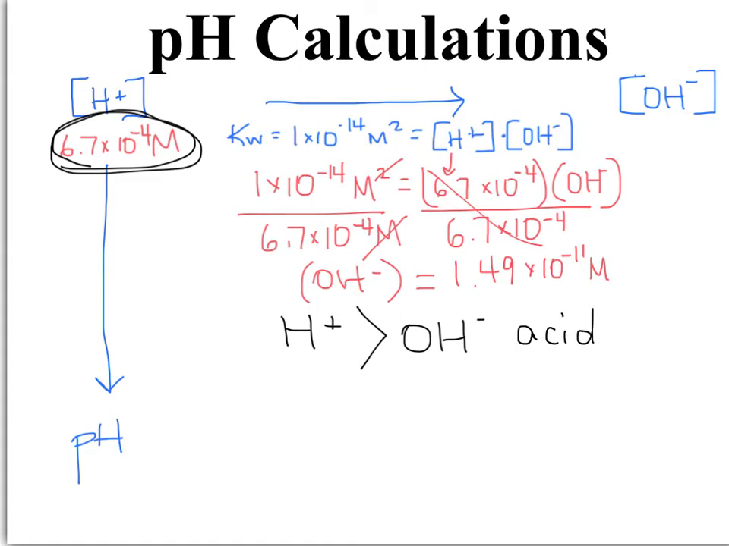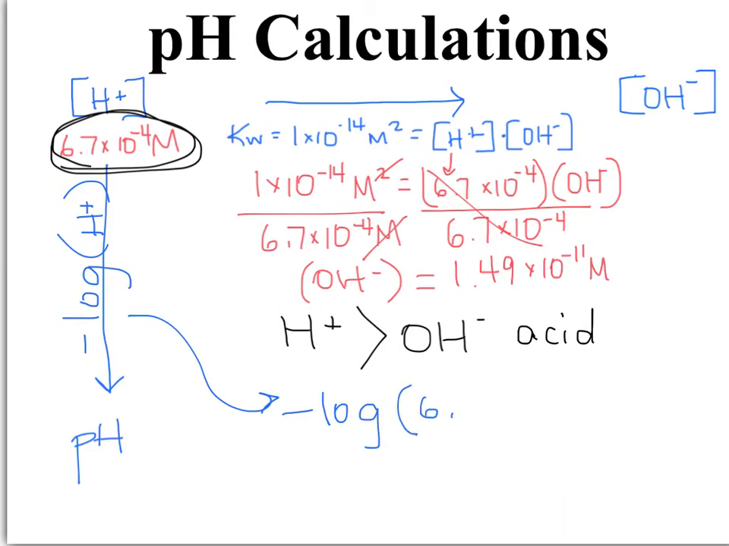Now, that was the harder way to figure out if it's an acid or a base. The easier way is to go from the hydrogen to the pH. And the way that you do that is by taking the negative log of the hydrogen concentration. So the way that would look, if I came down here, I'm going to take the negative log of the hydrogen concentration, which was 6.7 times 10 to the negative 4th. And now I've got to get that into my calculator.